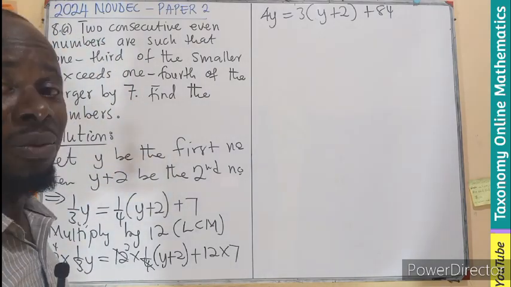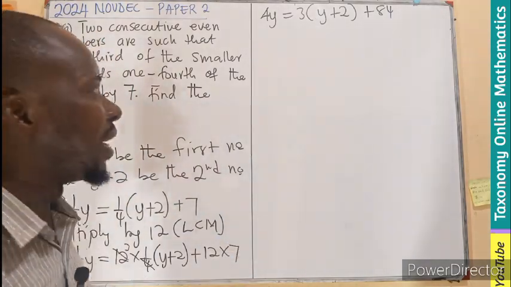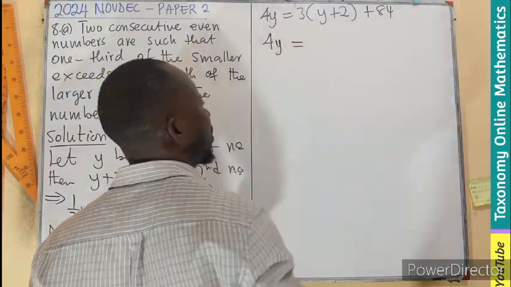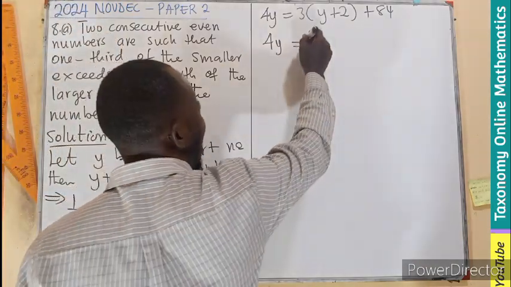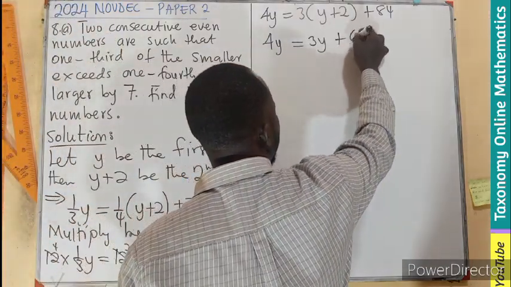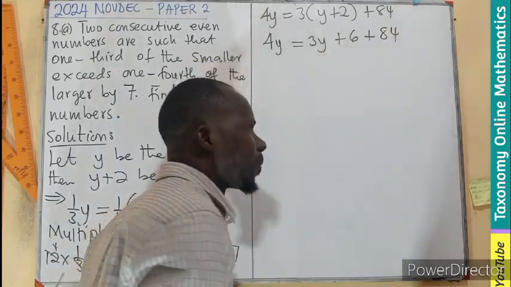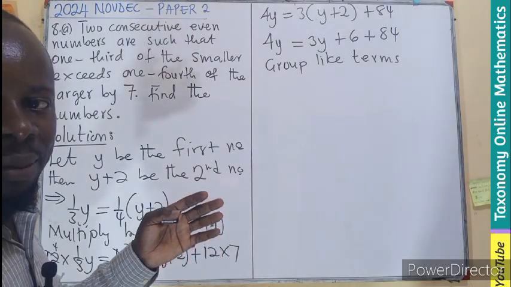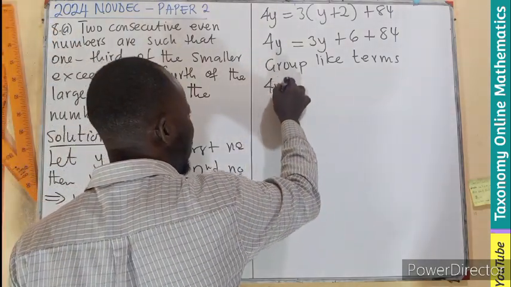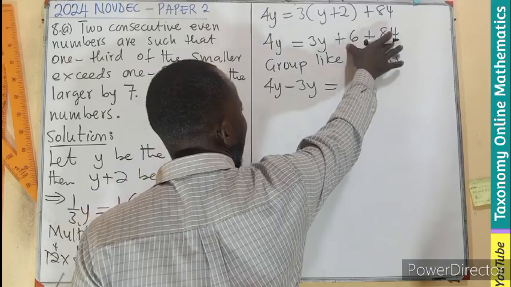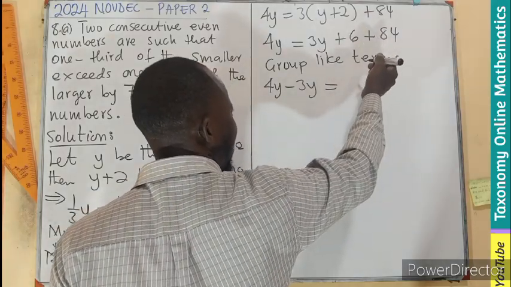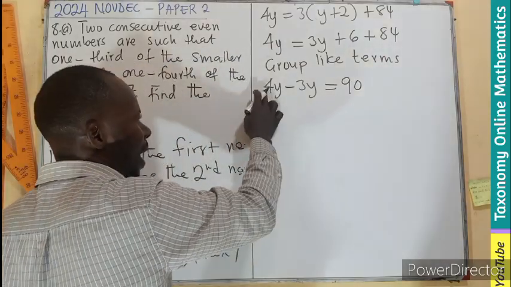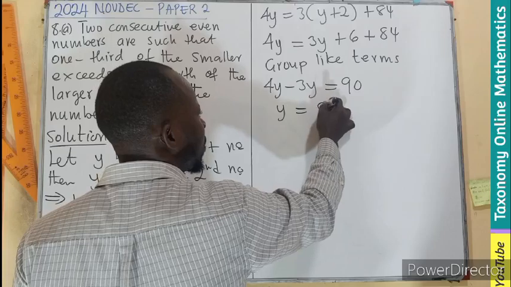So we are done with the fractions. We are now faced with a bracket to be expanded. So we have our 4y. Then 3 times y will be 3y, and 3 times 2 is 6. Then we have our 84. We have to group like terms, so we bring all the variables to the left. So 4y minus 3y, and 84 plus 6 will be 90. So we have 4y minus 3y, which gives you y equals 90.